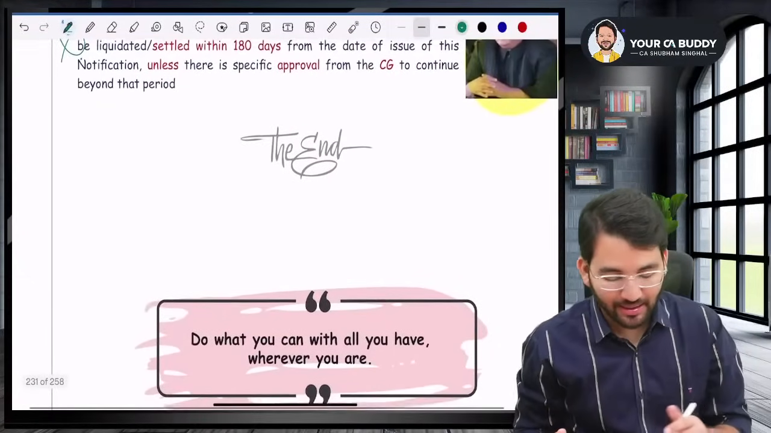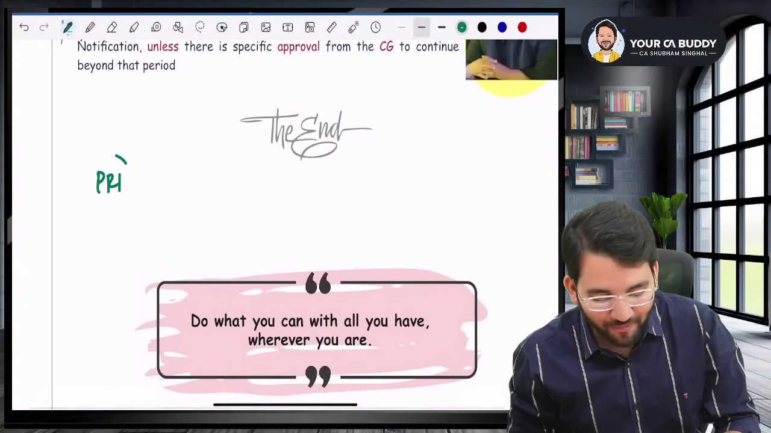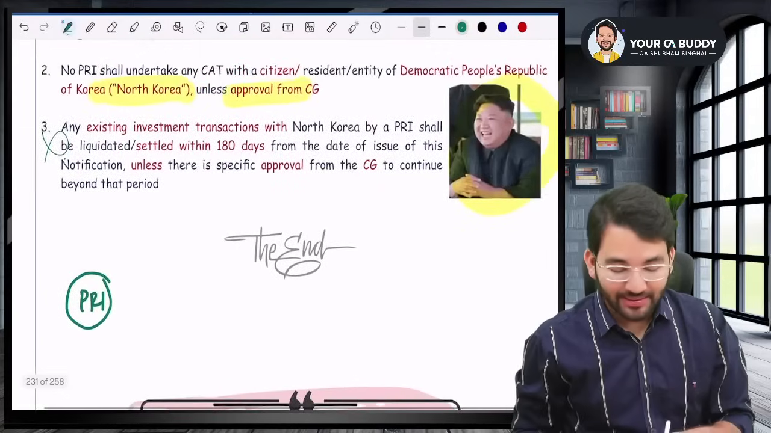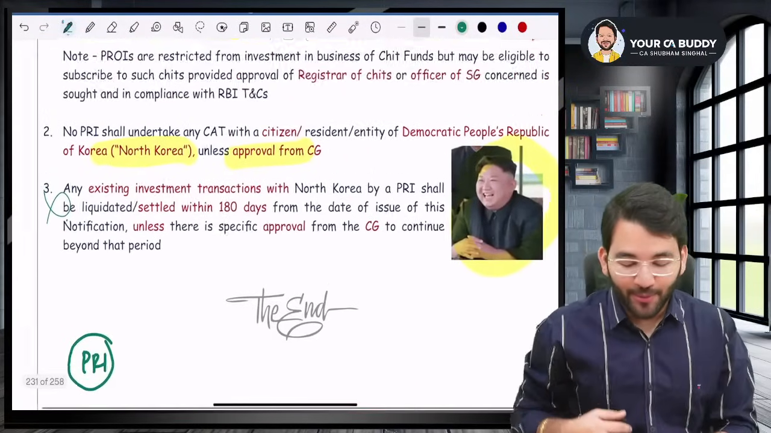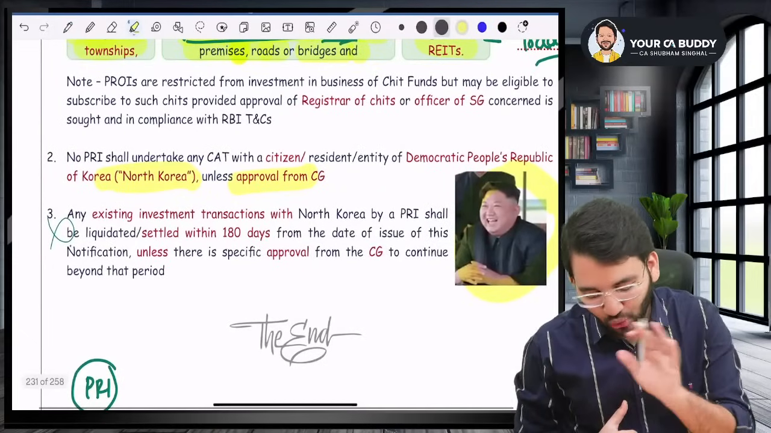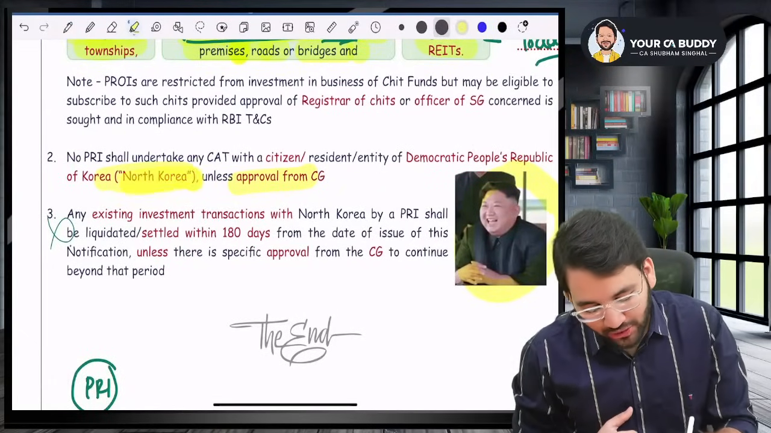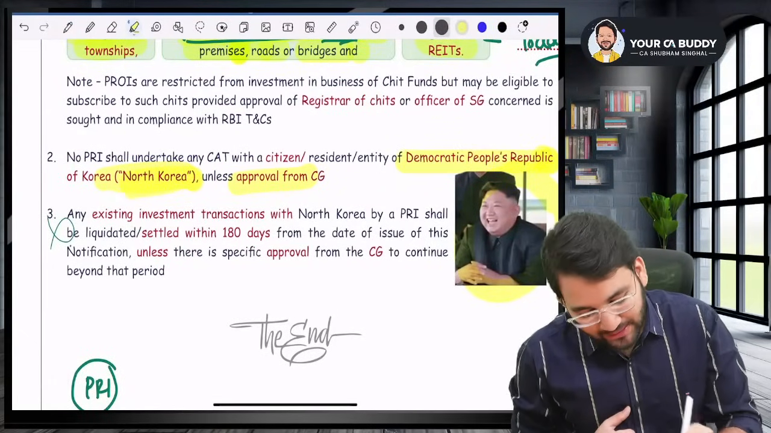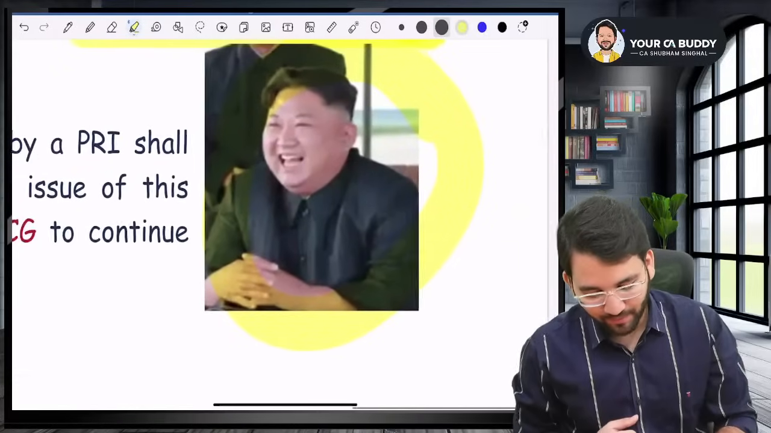But similarly, we have one restriction for a PRI also. A PRI, as in Indian people. We said Indian people, kindly don't do any transaction with North Korea, the Democratic People's Republic of Korea. You see North Korea?